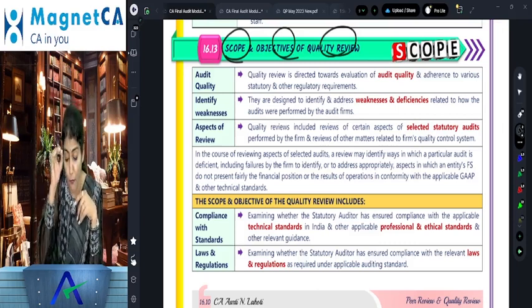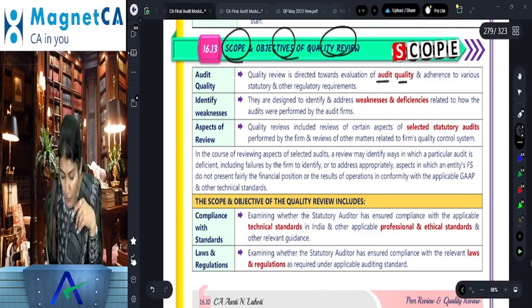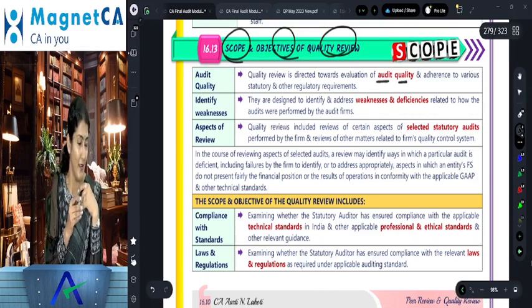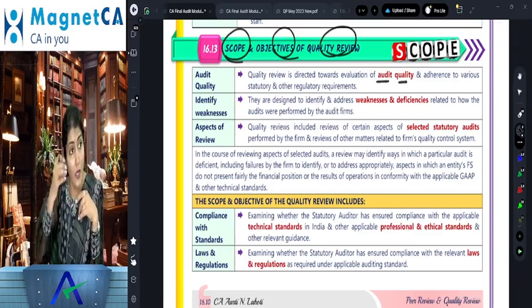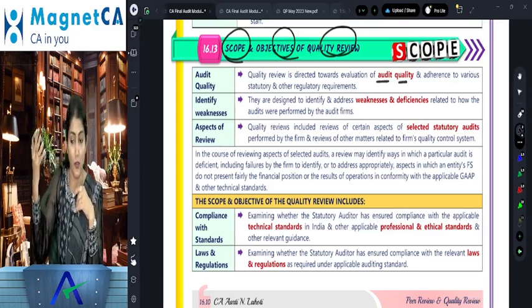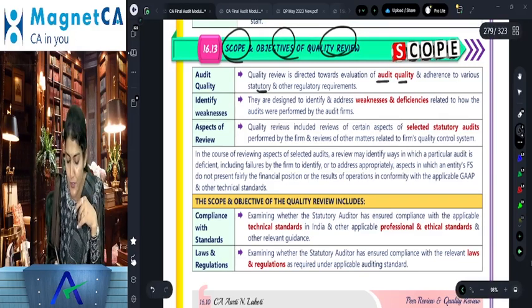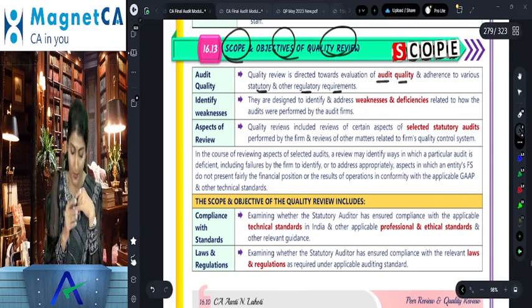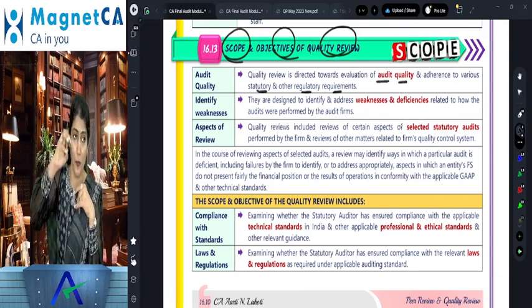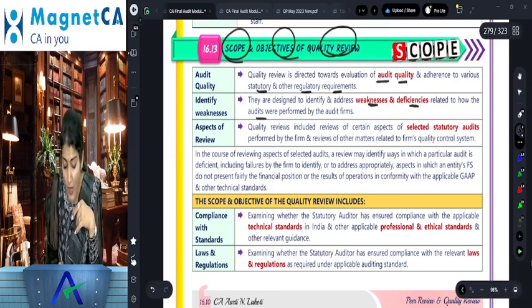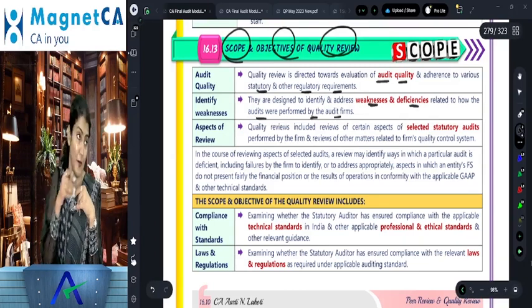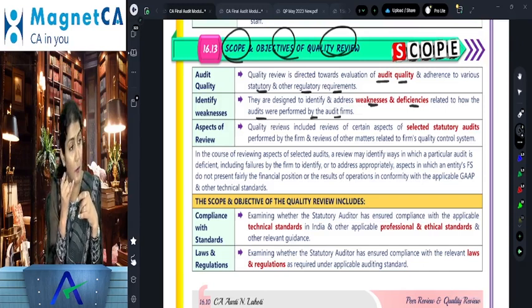Quality review. So first thing that they are going to check in the quality review is the audit quality. Right? First thing which is the objective of the quality review is the audit quality. Okay, whether the audits are being performed correctly or not in compliance with the statutory and the other regulatory requirement. If they are not performed properly, that means there are weaknesses and deficiencies as to how the audits were performed by the firm. Right, so what is the scope and objective?